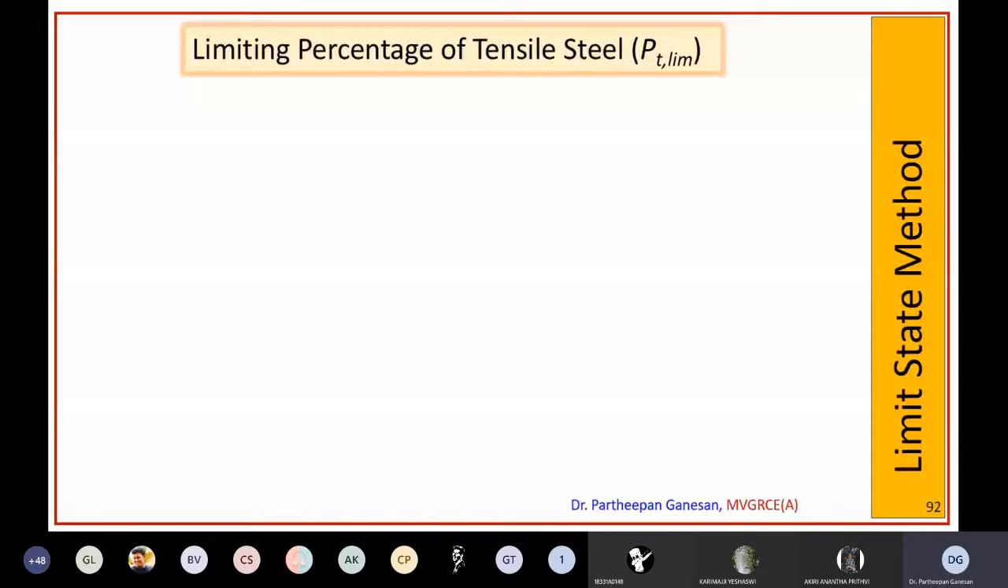Okay, and also, the reason you should not provide excess steel is that steel costs almost 70 times the cost of concrete. So if you provide more steel, you are automatically increasing the cost of your construction.